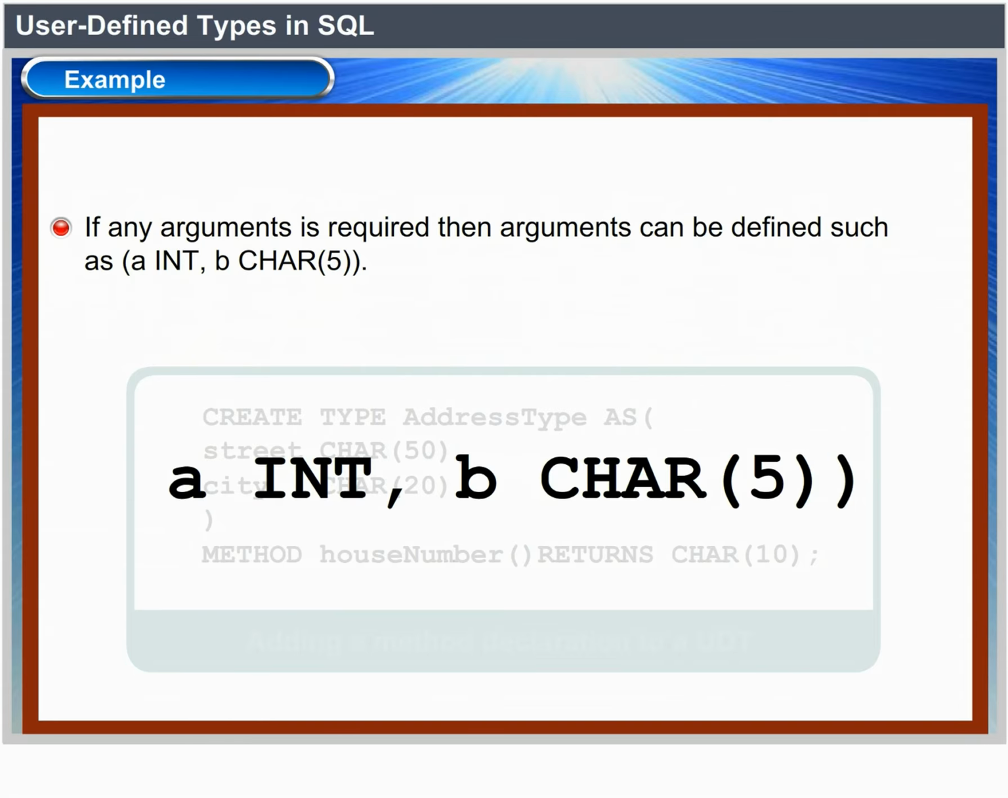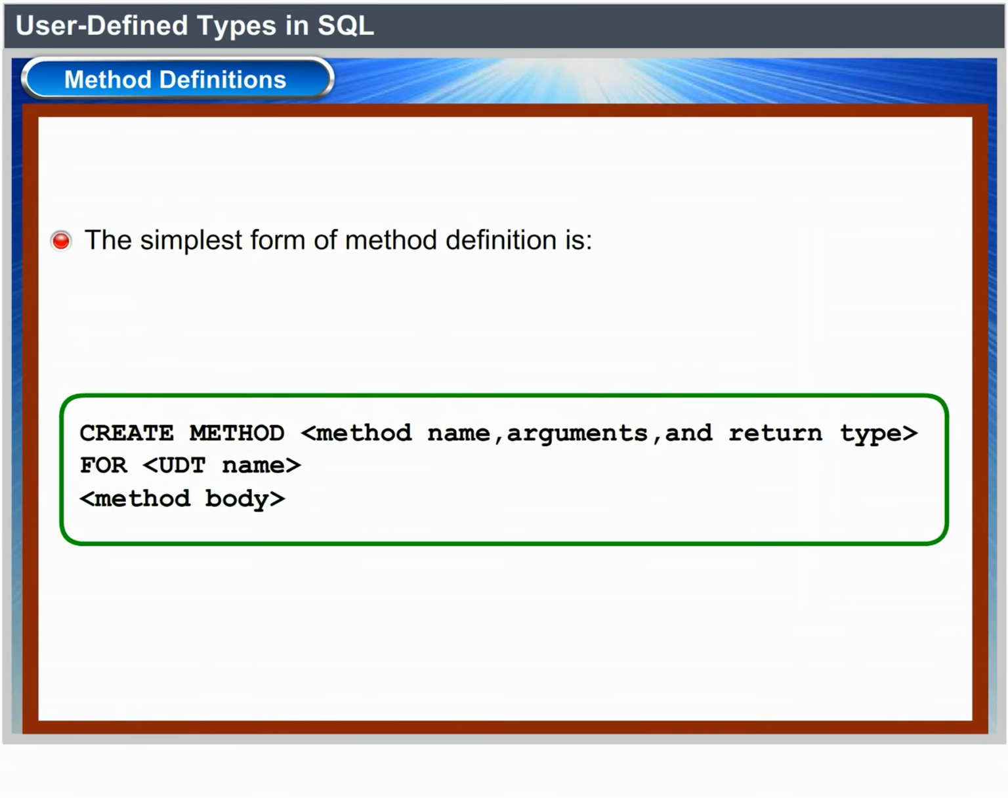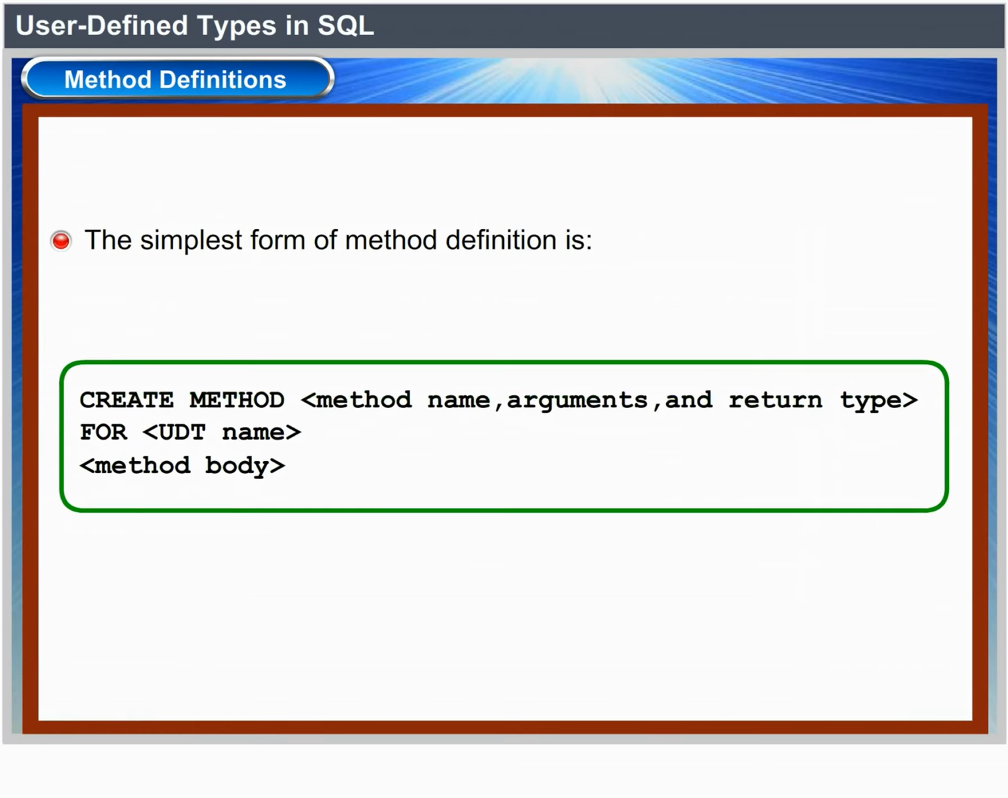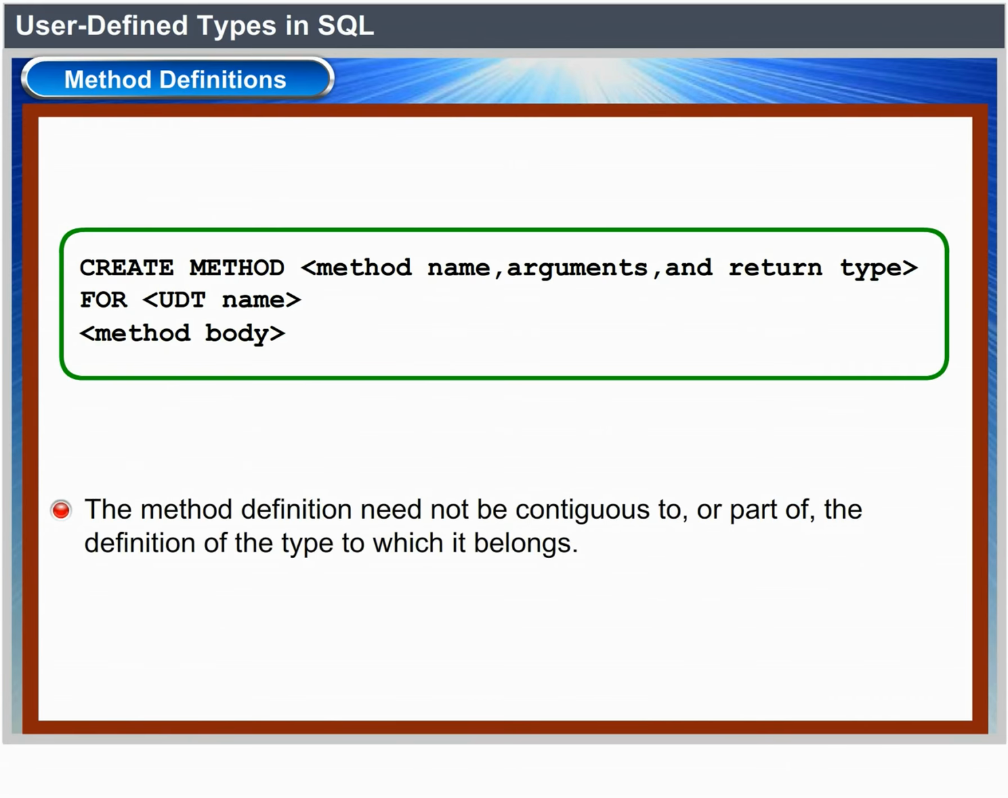Method definitions. Separately, we need to define the method. A simple form of method definition is given, where the UDT for which the method is defined is indicated in a FOR clause. The method definition need not be contiguous to a part of the definition of the type to which it belongs.